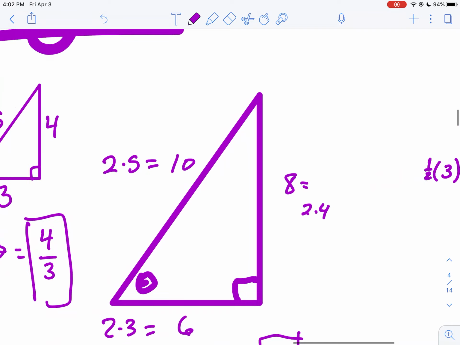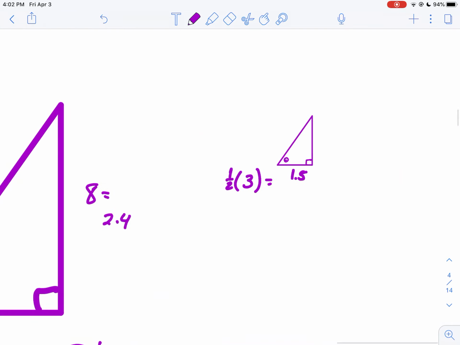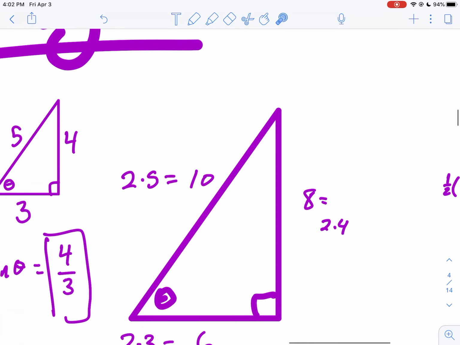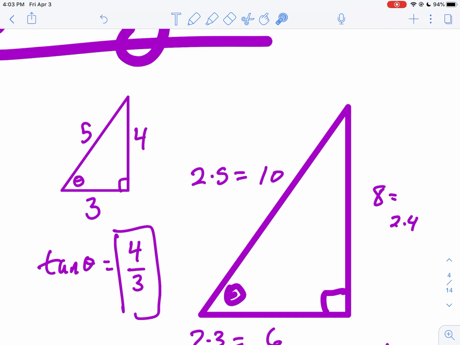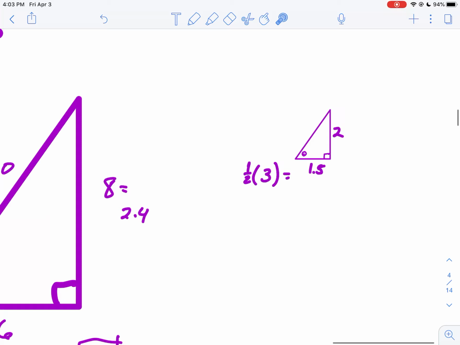The vertical leg used to be 4. Now it's half of that. It's got to be 2. And the hypotenuse used to be 5. Now it's half of 5, or 2.5. Hopefully that makes sense. So what happens to my tangent ratio here?